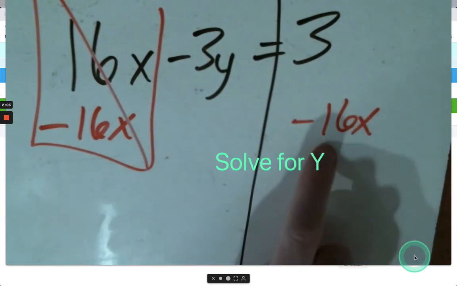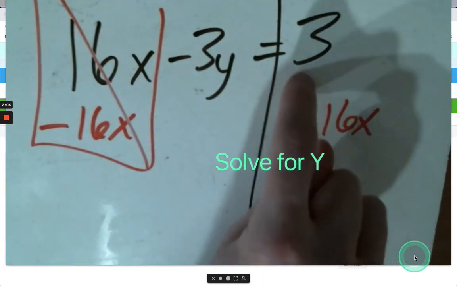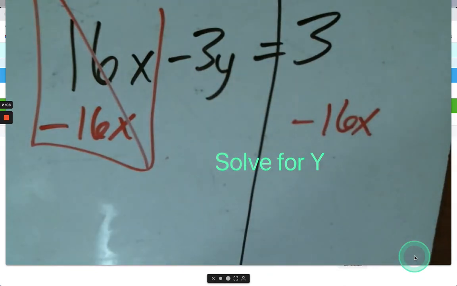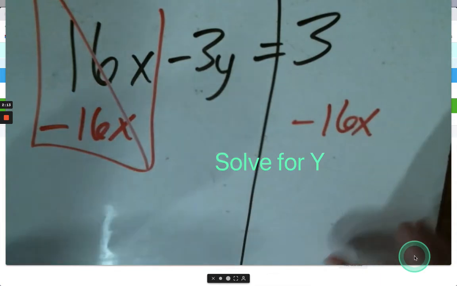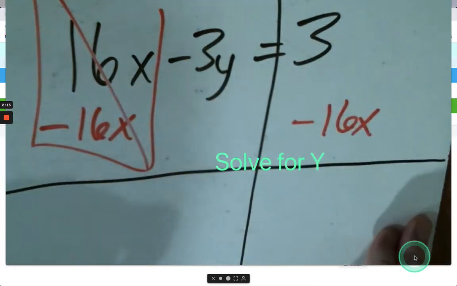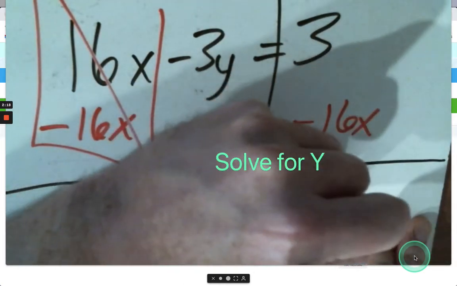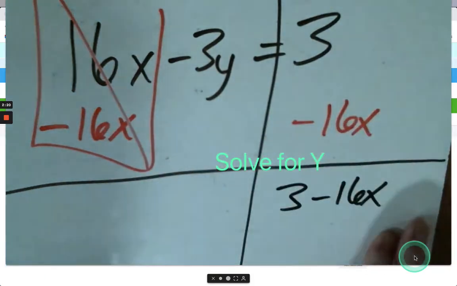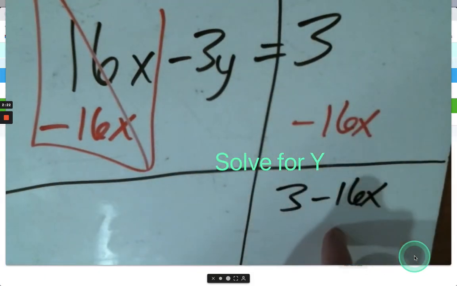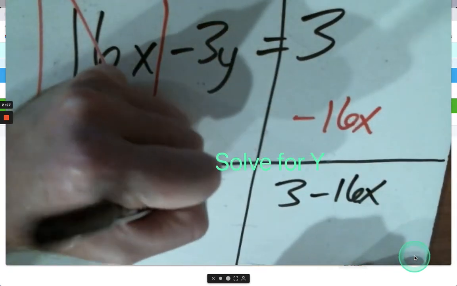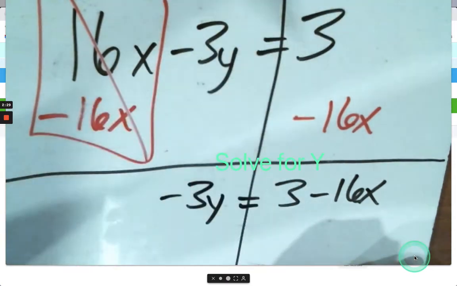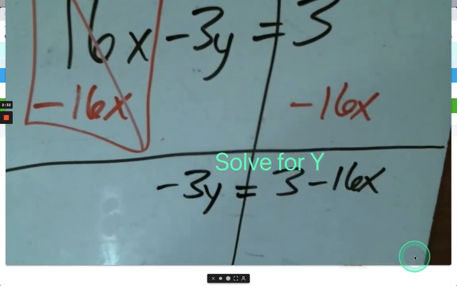What we see over here is that these are not like terms. I don't know if Mr. Neville still uses the idea of same last name, but this is a regular number, a constant, and this is an x term. They can't be combined, so all we can do is write them next to each other. The right side of the equation becomes 3 minus 16x. And the left side is just down to negative 3y. So we're not in slope-intercept form yet, but we're close.